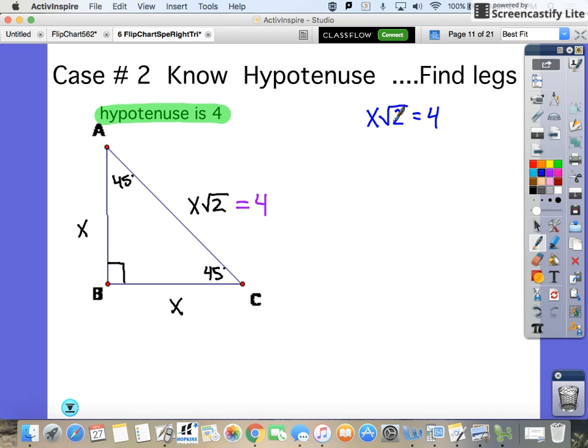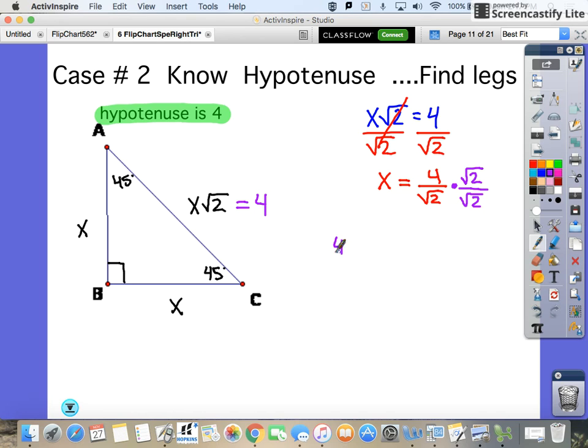If this was a regular 2 and we were multiplying, we would simply divide by 2. We're going to do the same thing, divide by square root 2, and we end up with x equals 4 over square root 2. This is normally where a teacher would have you stop. This is where I will not let you stop. We're going to multiply by what's called the conjugate. It's a sneaky form of 1.